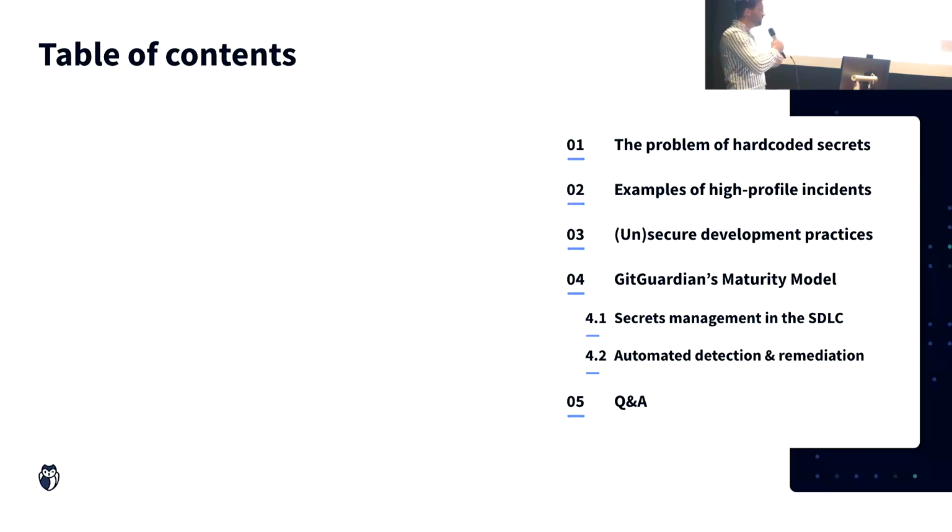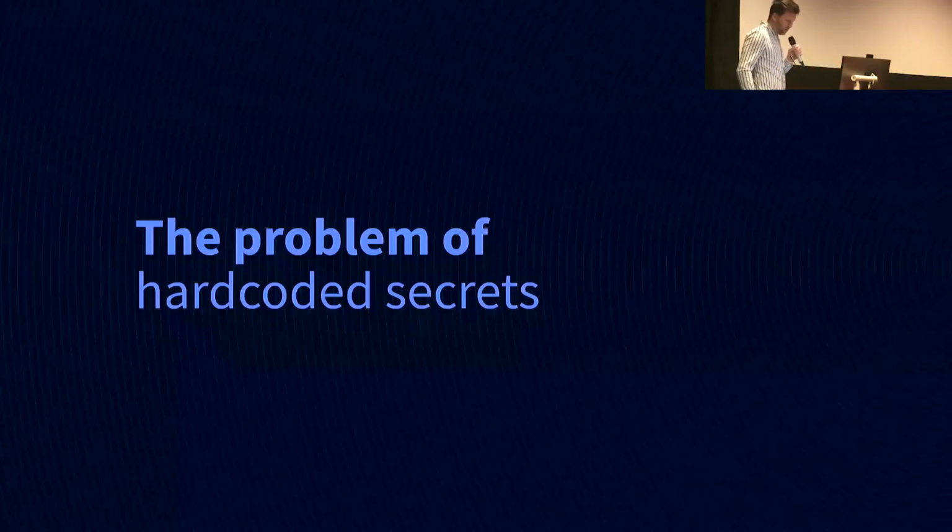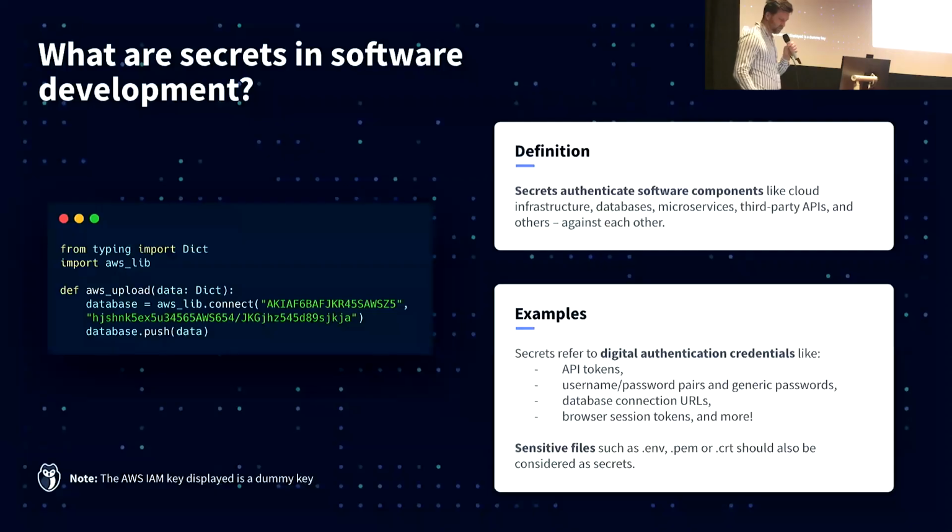We're going to be going through what unsecured development practices are, and then we'll be going through what a maturity model, what a mature model looks like to manage these secrets. So let's start off with the problem of hard-coded secrets.